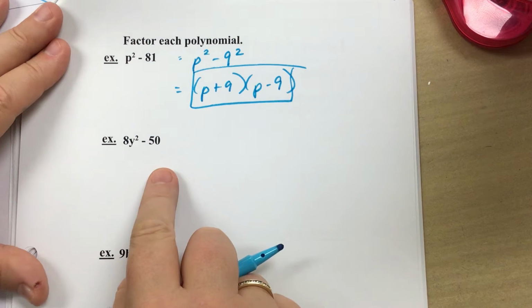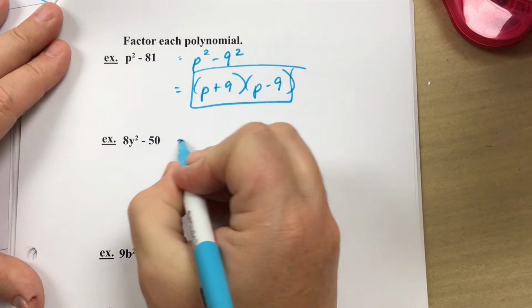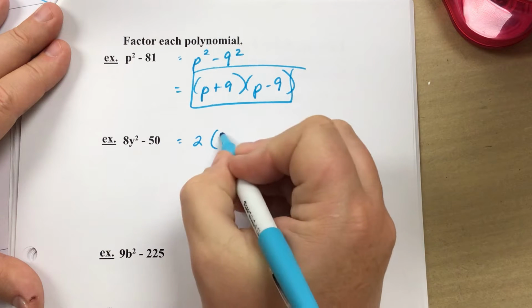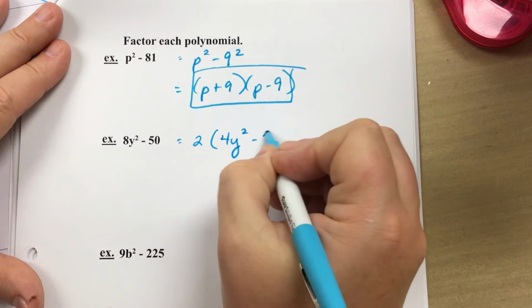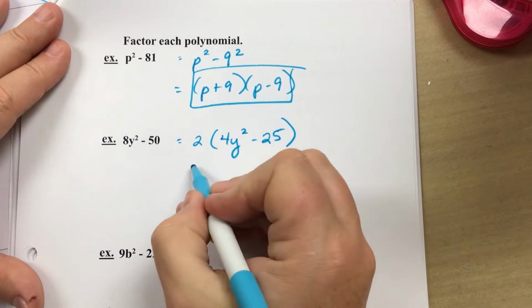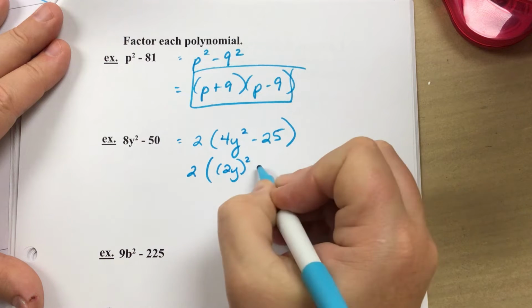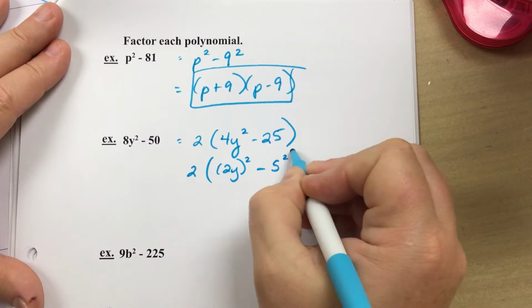If you look at the second one, 8y squared minus 50, you've got to think, can you factor something out of both terms? The answer is yes. We can factor out a 2, and we're left with 4y squared minus 25. This part, again, is the difference of two squares. This is like saying 2y squared minus 5 squared.